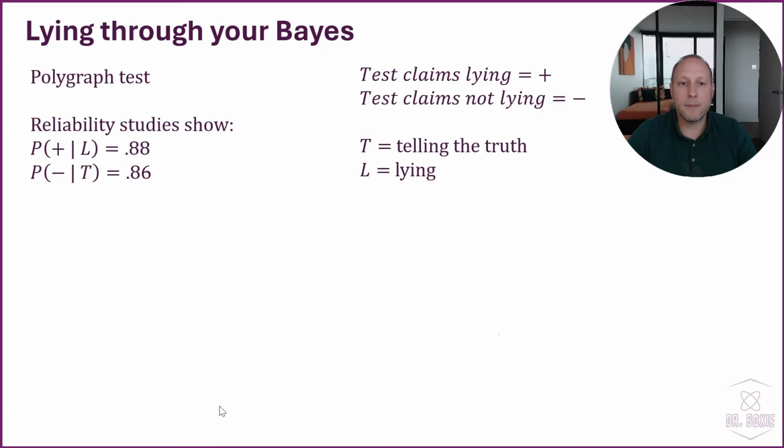Again, not too bad. But now let's look at a situation where we ask people a question where they don't really have an incentive to lie, so they will tell the truth 99% of the time. Given all of these numbers, what can we say about the following case? What is the probability that you are actually telling the truth when the test claims you are lying?